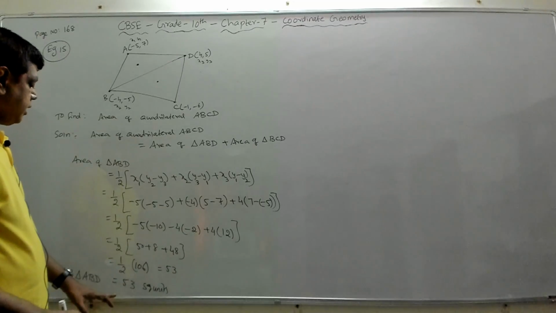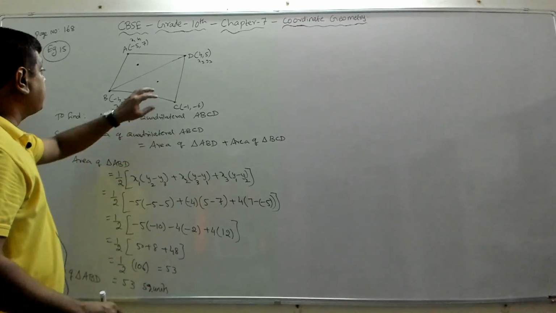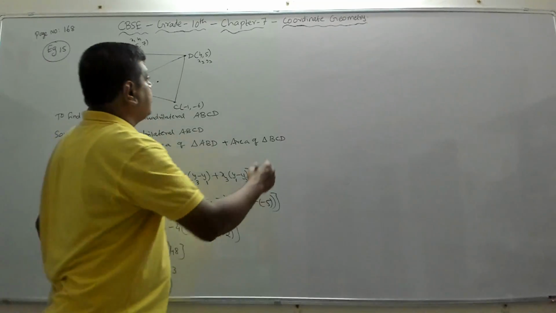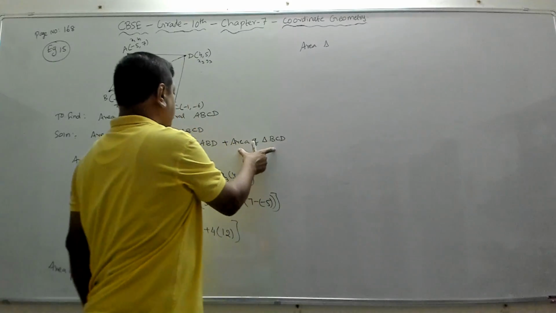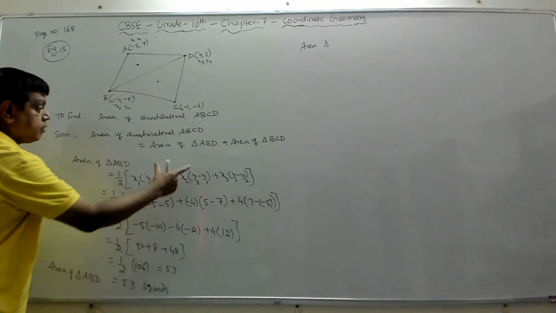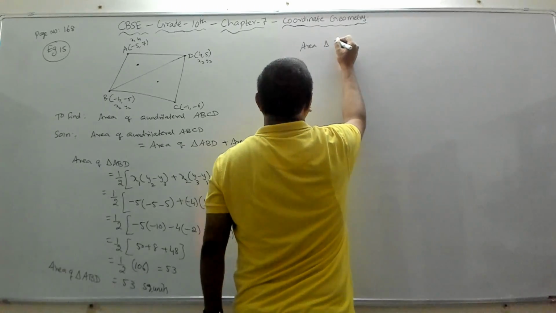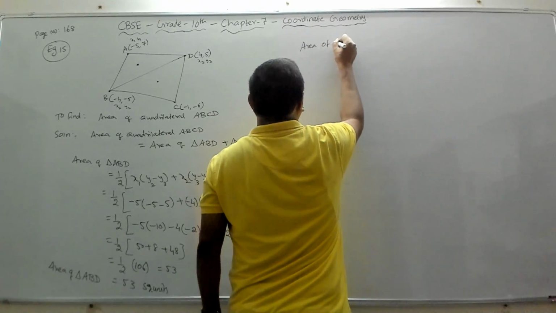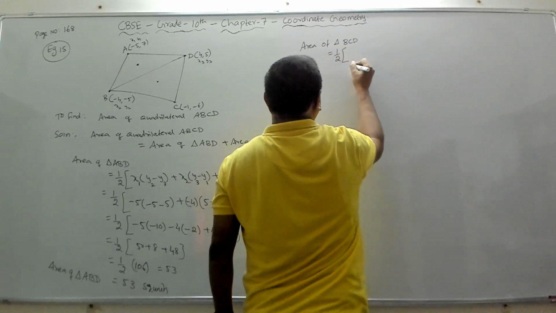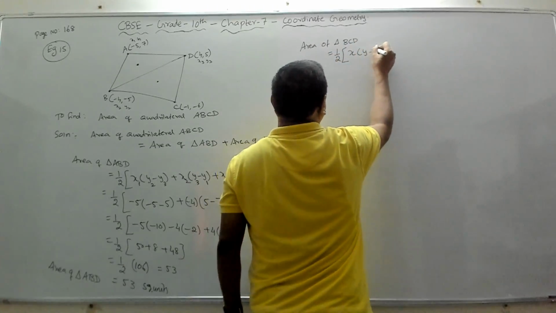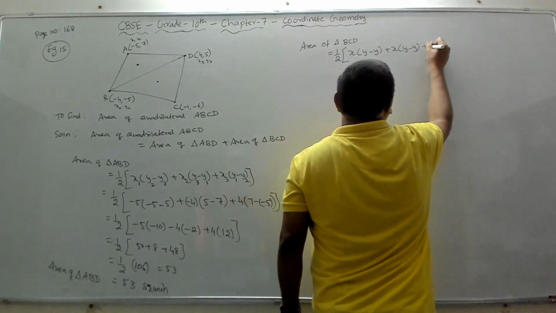Now we should find the area of the BCD triangle. So what is the area of triangle BCD? We found the other one, which is 53. We need to find this. The area of triangle BCD is equal to, again we should substitute the formula, half of x1 into y2 minus y3, plus x2 into y3 minus y1, plus x3 into y1 minus y2.